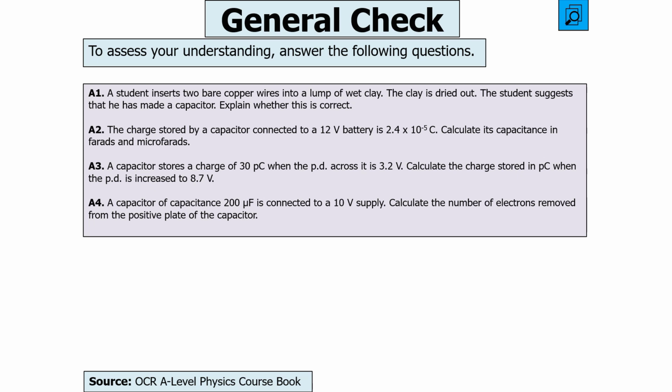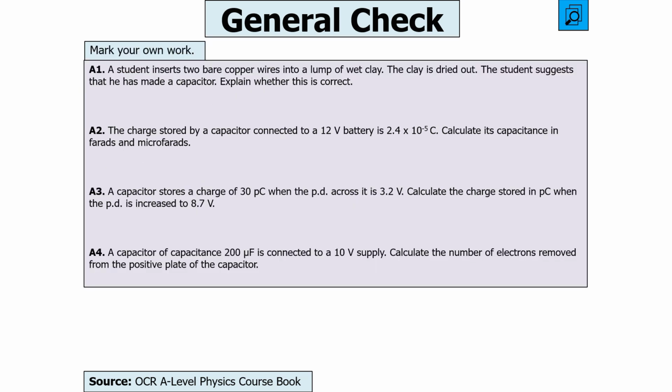A capacitor stores a charge of 30 picocoulombs when the potential difference across it is 3.2 volts. Calculate the charge stored in picocoulombs when the PD is increased to 8.7 volts. Then the capacitor of capacitance 200 microfarads is connected to a 10 volt supply. Calculate the number of electrons removed from the positive plate of the capacitor. So pause the video now, then unpause the video when you want to go through your answer.